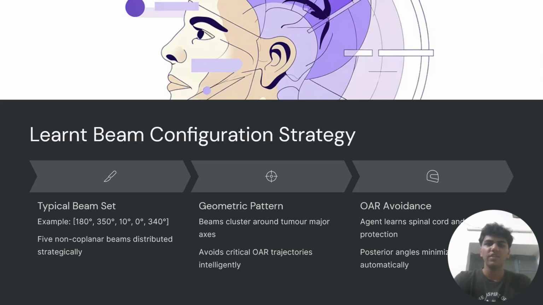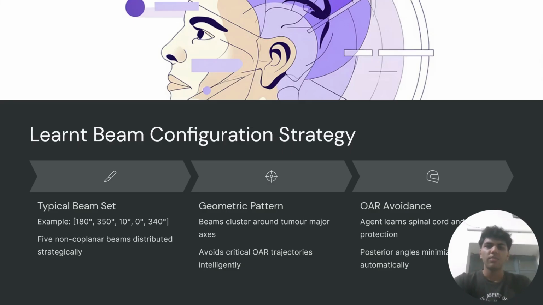Here we see how the RL agent has developed its own beam configuration strategy. And what's remarkable is that it mirrors real clinical intuition. The agent typically settles on a 5 beam setup, for example, at angles like 180 degrees, 350 degrees, 10 degrees, 0 degrees, and 340 degrees, as shown. These beams aren't placed symmetrically at random. They are strategically distributed around the patient to achieve both broad target coverage and precise dose delivery.